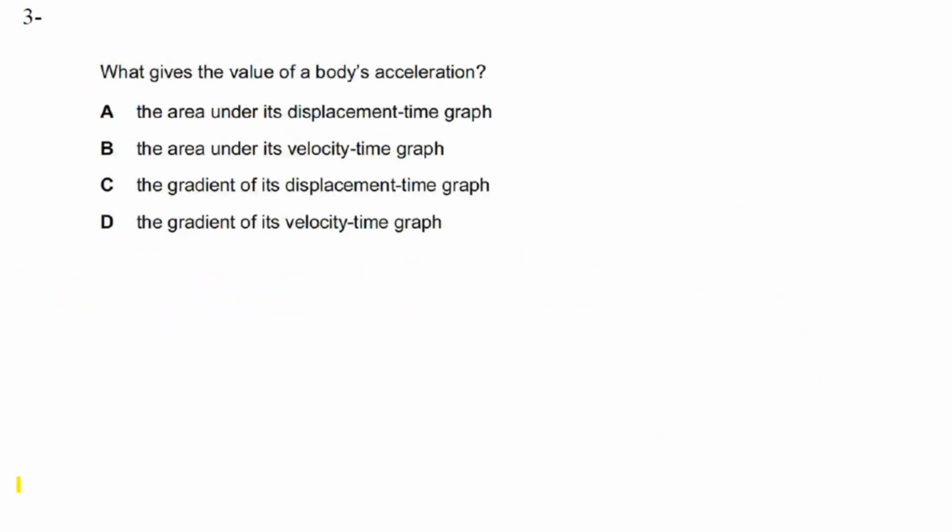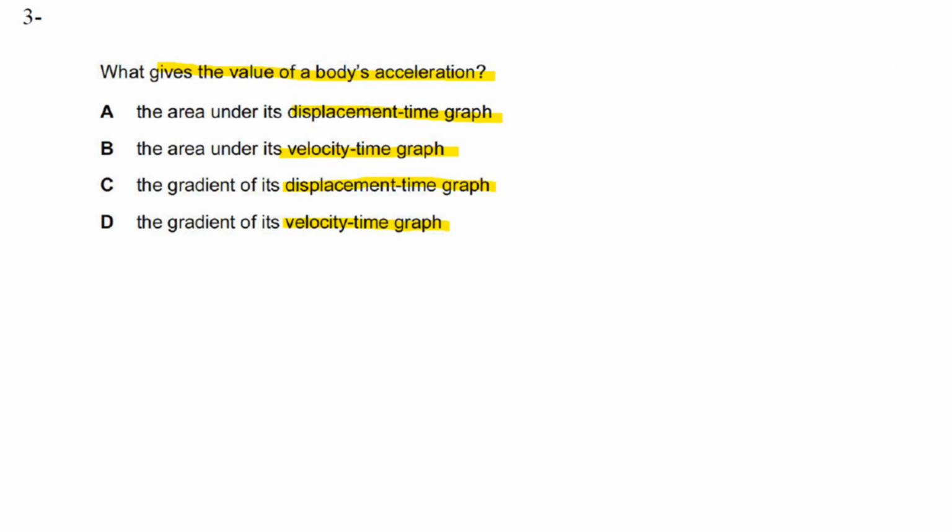For this question, we need to find out what gives the value of a body's acceleration, meaning how we can find acceleration if a displacement time graph or a velocity time graph is given. As you can see, in all these options, we have velocity time graphs and displacement time graphs. So we need to understand how we can find the acceleration of a body if a graph is given to us.